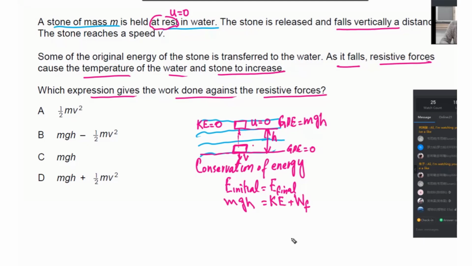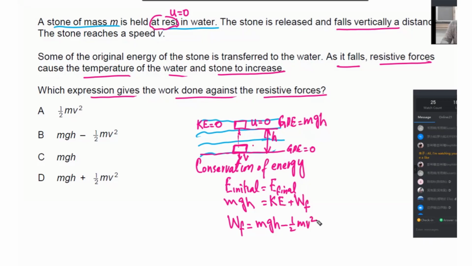So this is WF. Now question is asking you, you need to find out WF. How you can find out? That is simply equal to mgh minus 1/2 mv². So the answer for this question is B. This is what question is asking.